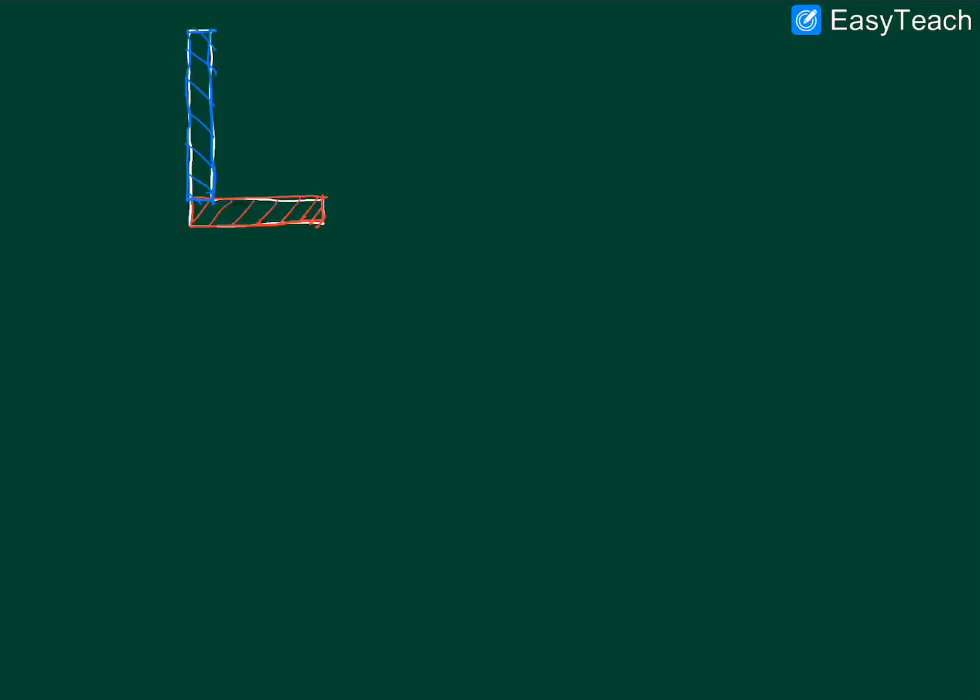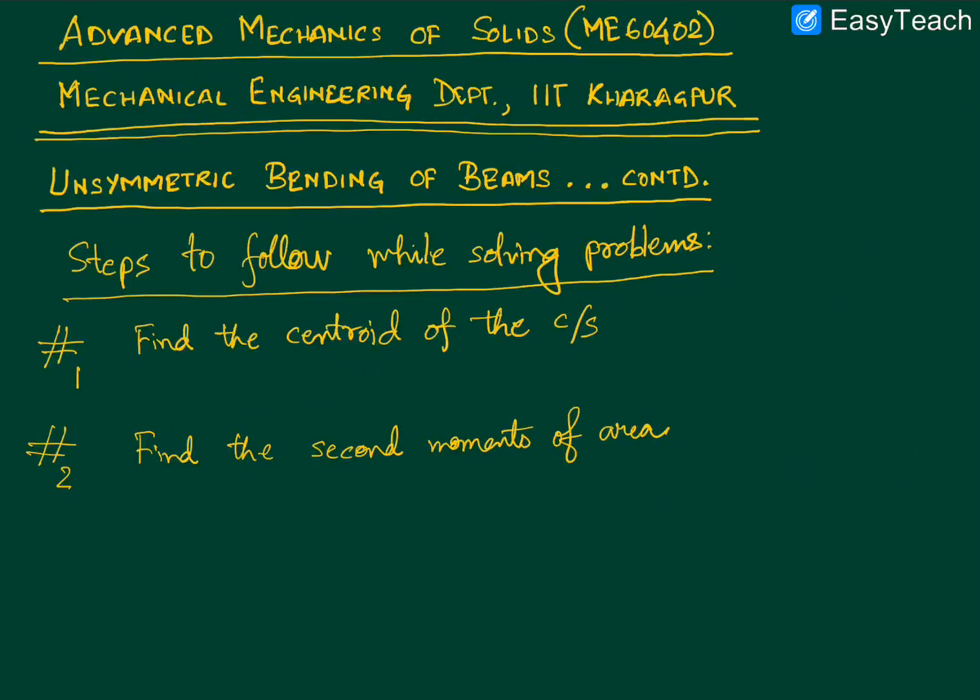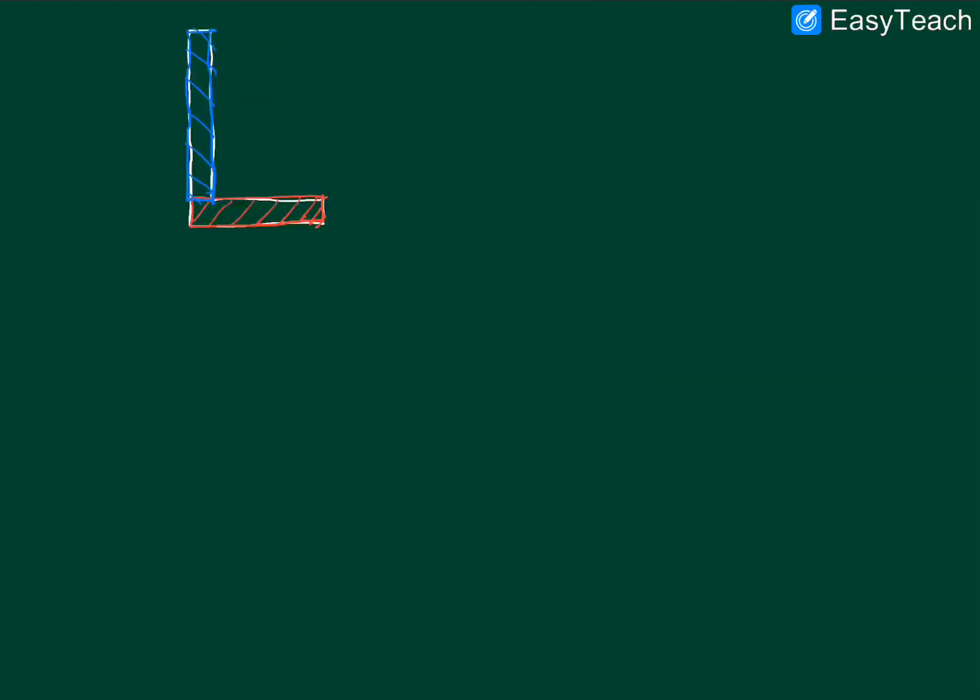So how does this step help us? Well, if we refer back to the important steps that we need to follow while solving the problems of unsymmetrical bending, our first job is to find out the centroid, and the second one is to find out the second moments of area. Now, coming back to this L shaped cross section, to find out the centroid of this cross section, starting from those integration formulas that we had discussed at the beginning of the previous lecture, is not so easy.